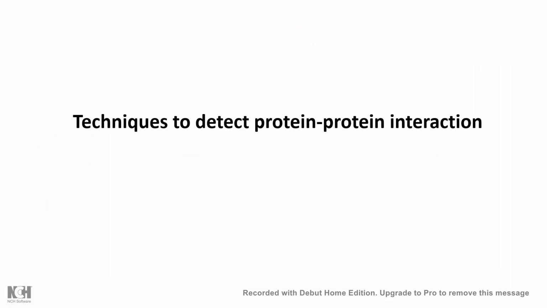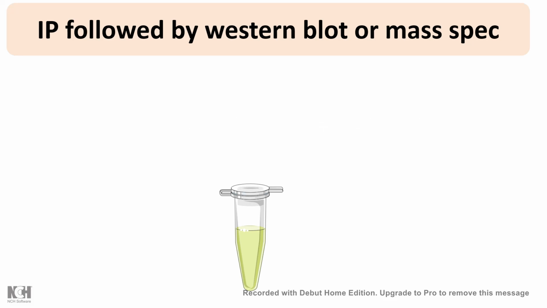Hi, in this video, I'll be talking about techniques to detect protein-protein interaction. I'll be talking about several techniques, but at least focusing on three major techniques which could be used to detect protein-protein interaction. First technique I'll be talking about is co-immunoprecipitation followed by Western blot or mass spec. So this process is very useful in terms of detecting protein-protein interaction in vivo.